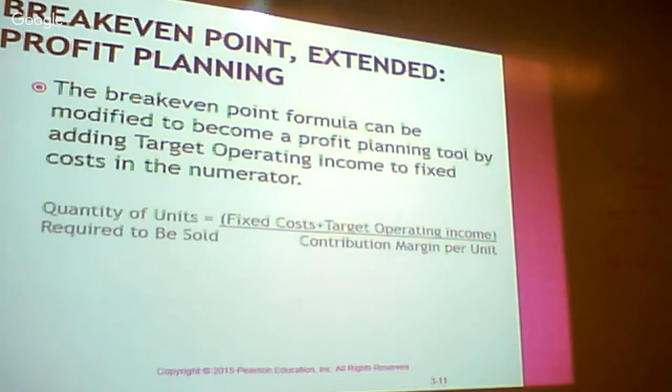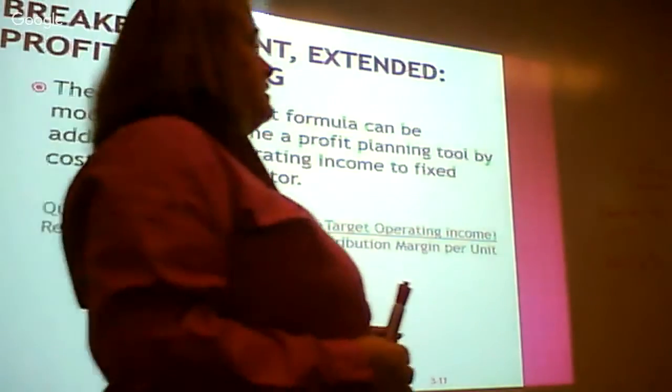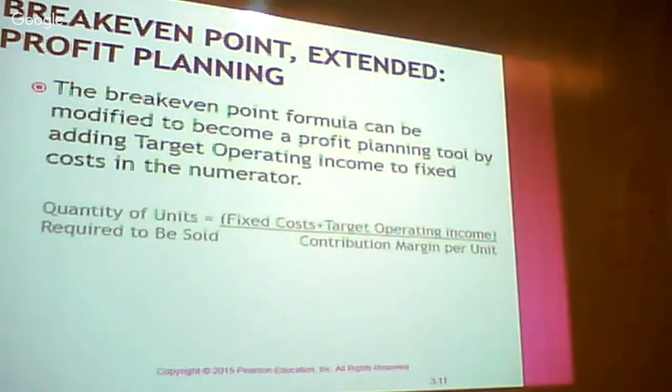All right, so break-even, extended profit planning. The break-even point formula can be modified to become a profit planning tool by adding the target operating income to fixed costs in the numerator. So basically what that would mean is I have fixed costs of 1,000, right? And say I want a profit of $1,000. I have to cover my fixed costs and then get to $1,000, right? So I would add those two numbers together and divide it by the contribution margin, and that will tell me the units I have to sell.